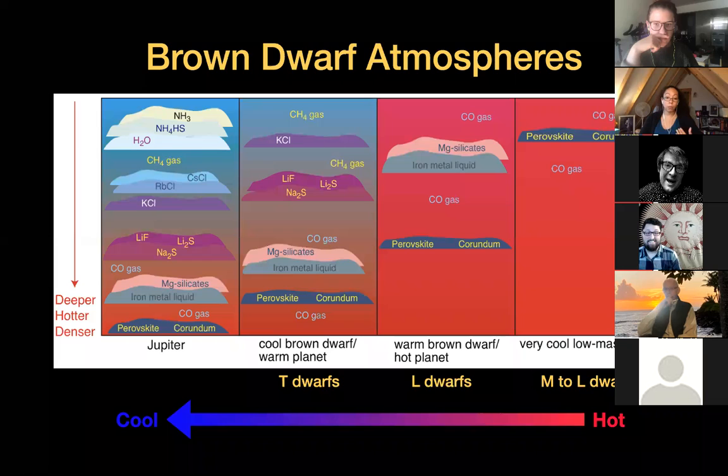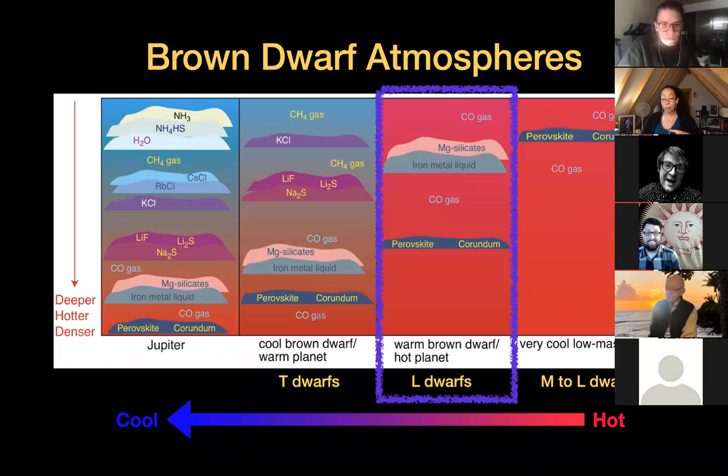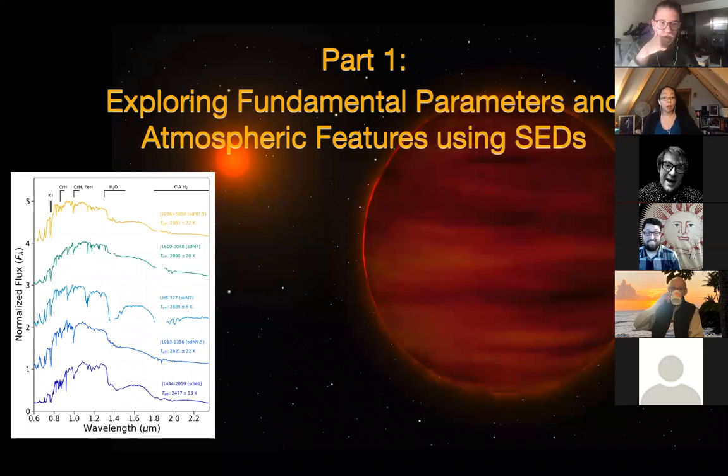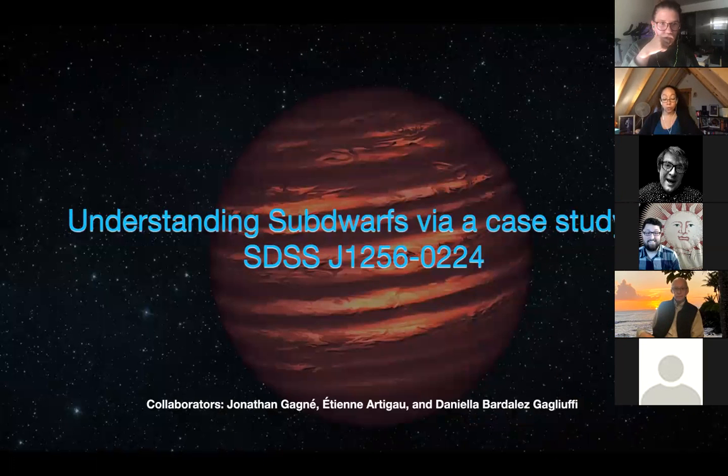So for my work, I primarily focus on L dwarfs, but for the first half, I'm going to extend into these hotter M dwarfs, and for the second half of my work with retrievals, I extend to the cooler T dwarfs. Now that you have a little bit of background on brown dwarfs, I'm going to jump into the first part of my work, on understanding fundamental parameters and atmospheric features using SEDs. The first work I'm going to talk about uses this particularly strange subdwarf, SDSS J1256, to try to probe and understand the population of subdwarfs themselves.